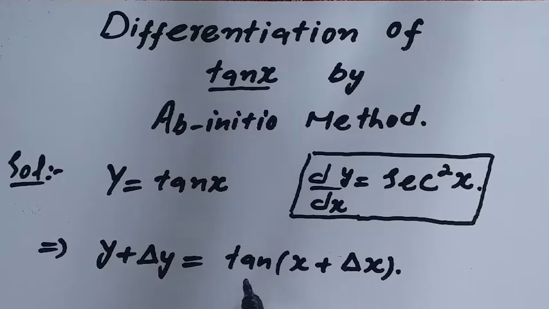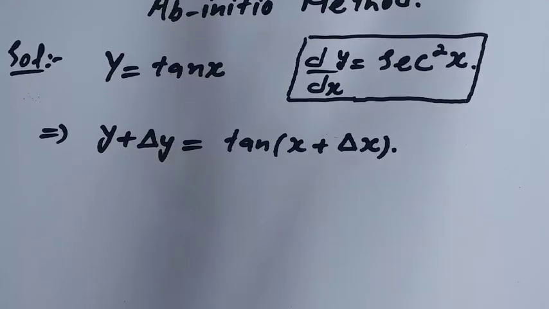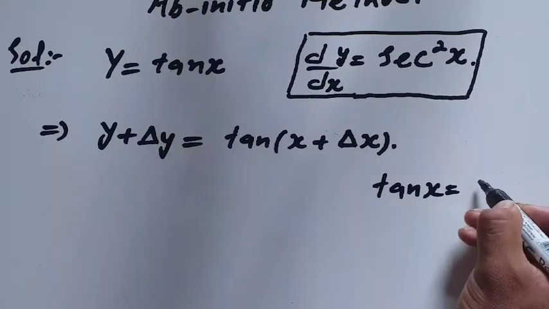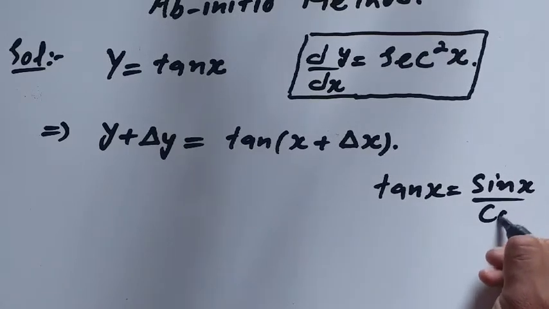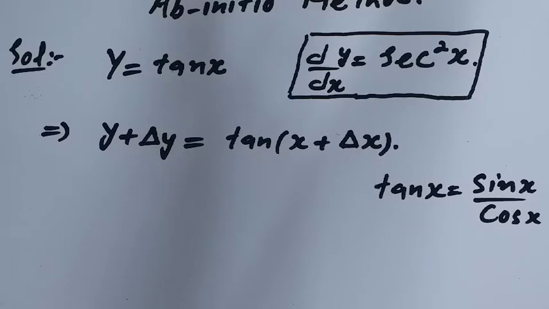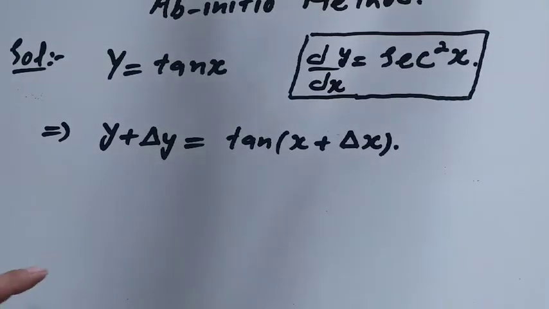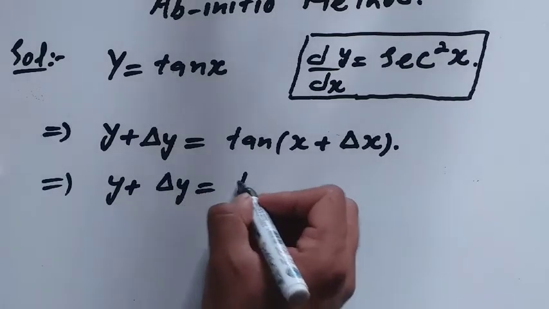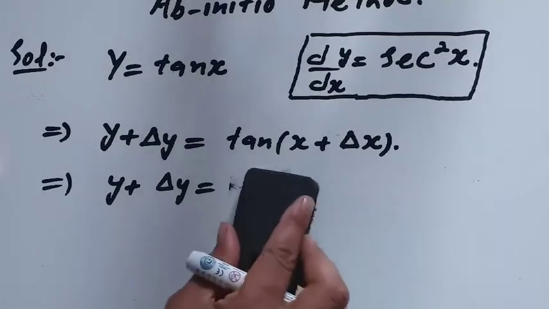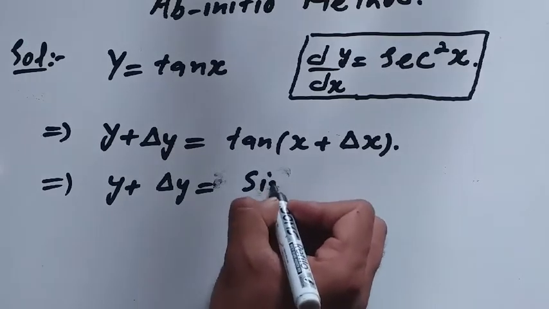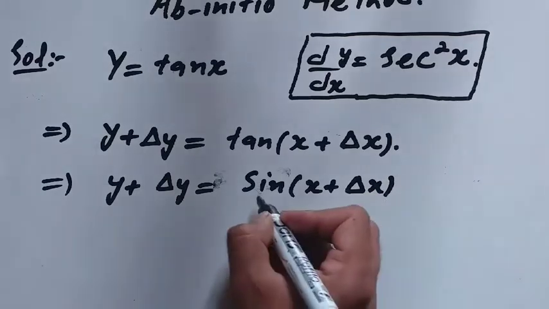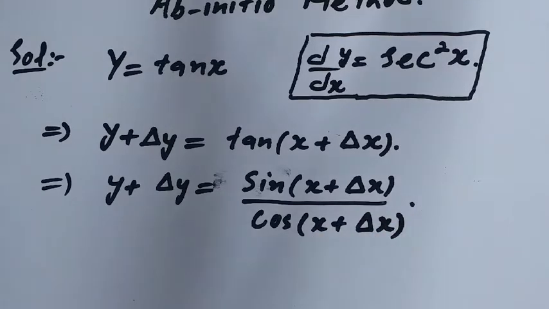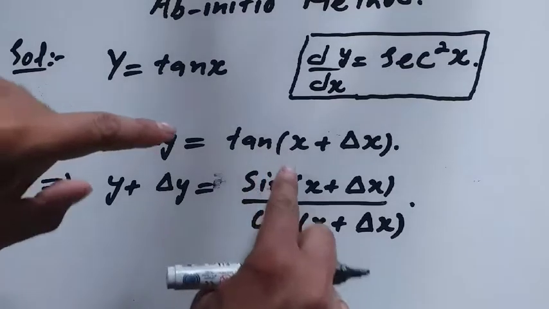Now we already know this tan x is equal to sin x divided by cos x. We know this identity. Now we can use this here also. Thus I can write y plus delta y is equal to, now we can write tan in terms of sin and cos, sin of x plus delta x divided by cos of x plus delta x. All right. मैंने यहाँ पे tan चेंज किया sin और cos में.